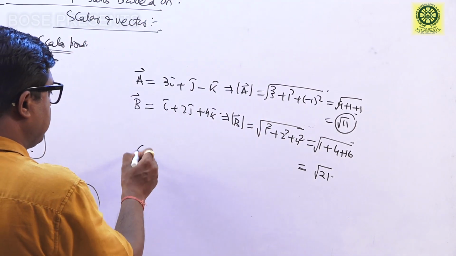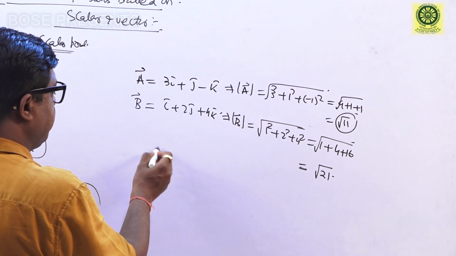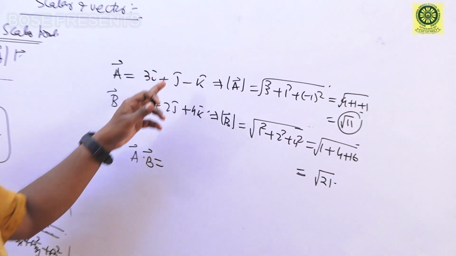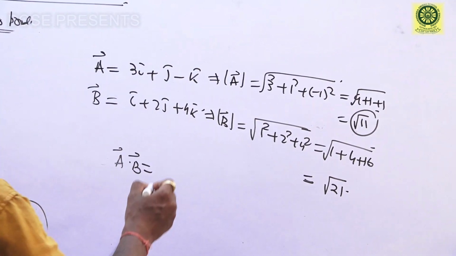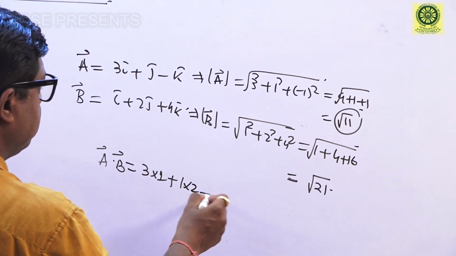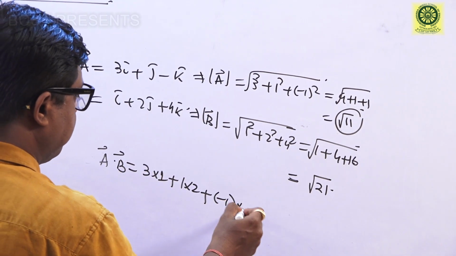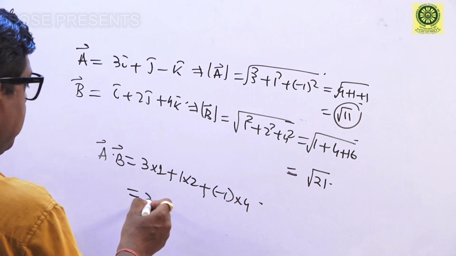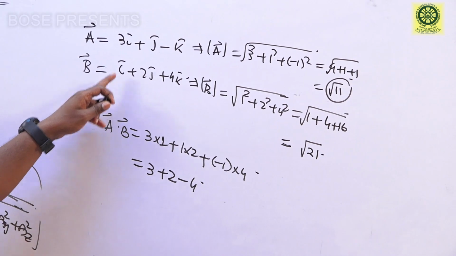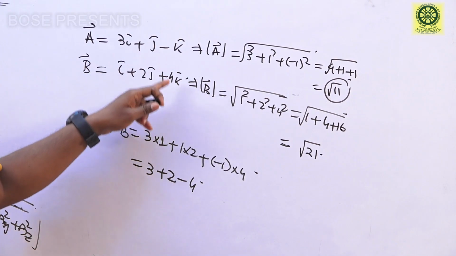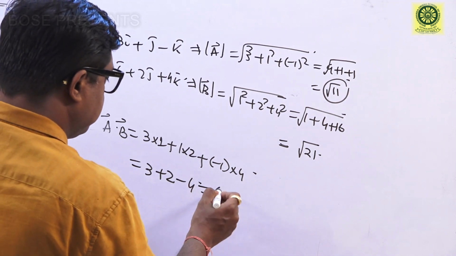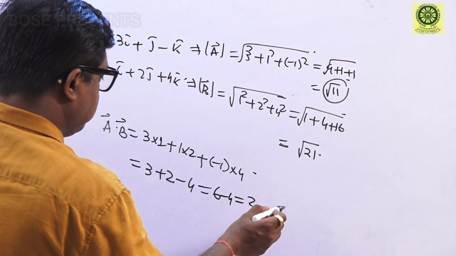So, if you ask what is the angle between A and B, what is the value of a dot b? This is ax bx plus ay by plus az bz. That is 3 into 1 plus 1 into 2 plus minus 1 into 4. This is 3 plus 2 minus 4. Then 6 minus 4, that is 2.